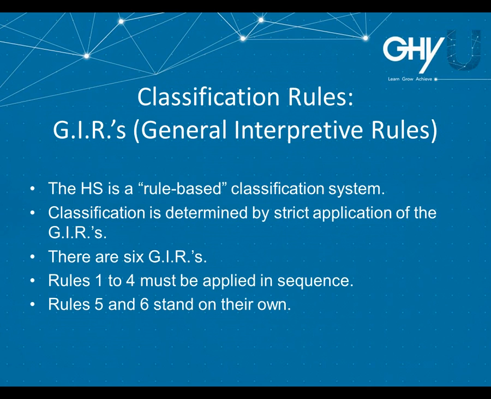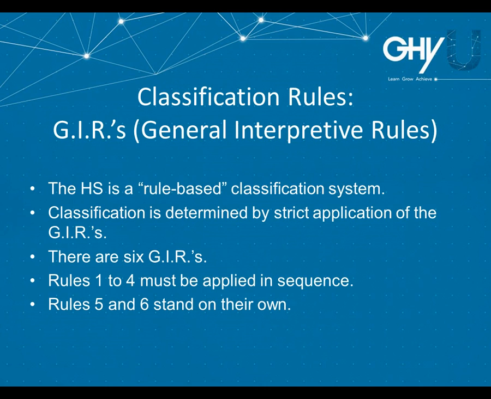So what are the classification rules that govern this HS system? Well, there are 6 general interpretive rules to be followed when classifying any commodity entering a country using the HS system. So it's a rule-based classification system, determined by strict application of these general interpretive rules, of which there are 6. Within those 6 rules, rules 1 to 4 must be applied in sequence. You can't pick rule 2 before rule 1. If you haven't exhausted it, your goods should be classified based on rule 1, whereas rules 5 and 6 stand on their own. The next 2 slides will have the rules.